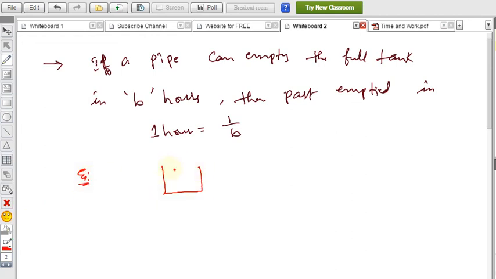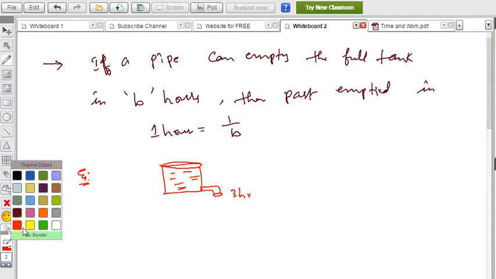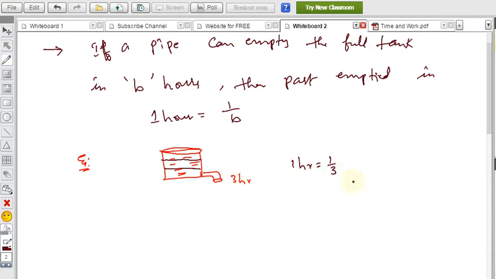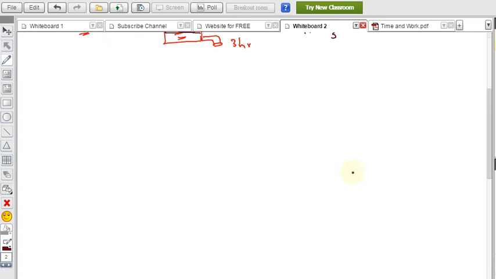For example, this is a tank. To empty this total tank takes 3 hours, so you should divide it into 3 parts, and every 1 hour one part is emptied. So in 1 hour it empties 1/3. Even for filling, if it is completely empty, to fill it is also 1/3, and to empty a full tank is also 1/3. It depends on the same concept.